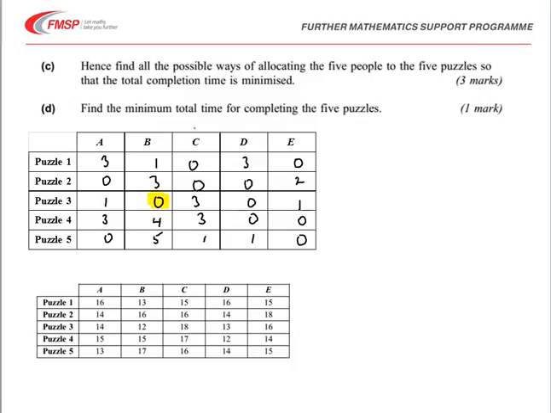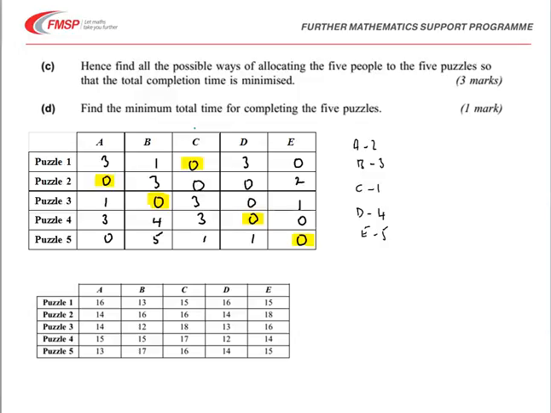After that, there's a little bit of choice. So let's go through in turn. Let's give A puzzle 2, and then moving along, that means C must do puzzle 1. D must therefore do 4, which leaves E doing 5. So that's one allocation. Now we need to write that down. So what we'd normally put is that we've got A doing 2, B 3, C 1, D 4 and E 5. But there are other possibilities.